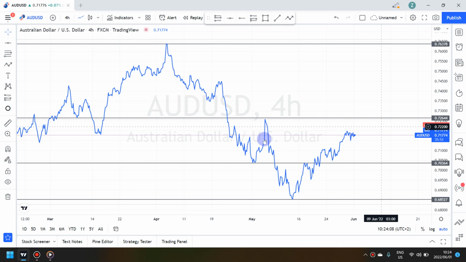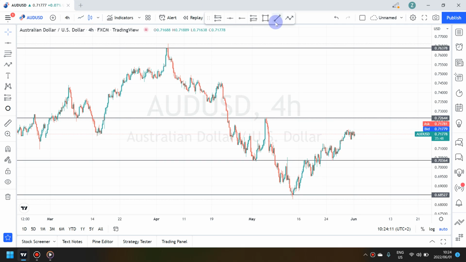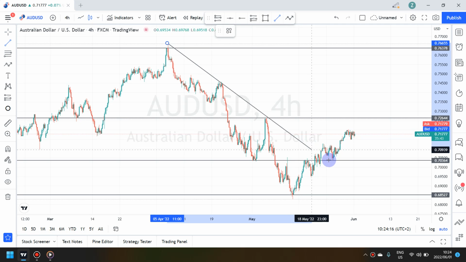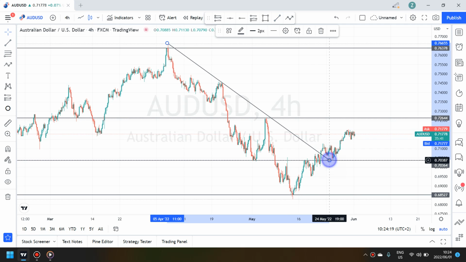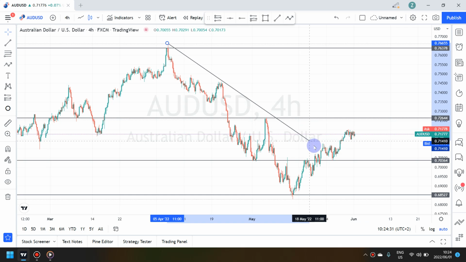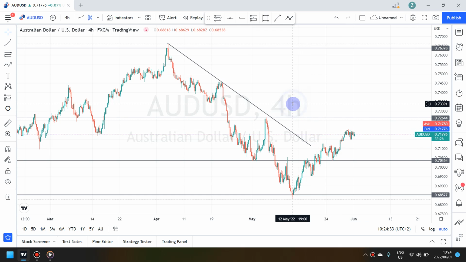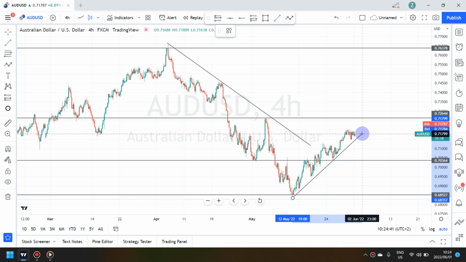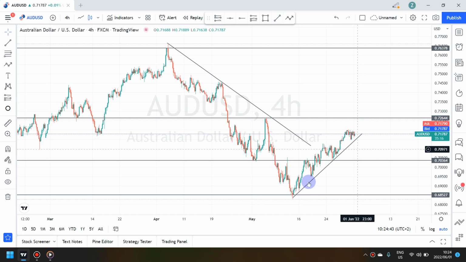So if I switch back to candlesticks, the first thing I see is that the market was in a bearish structure. It broke out here, it retested, and then is now pushing to the upside to complete our bullish trend. And another thing is that I'm seeing a counter trend. This is the counter trend that I'm seeing.